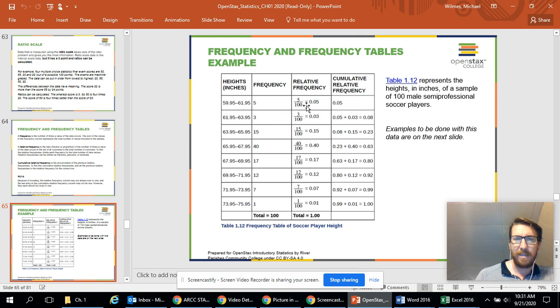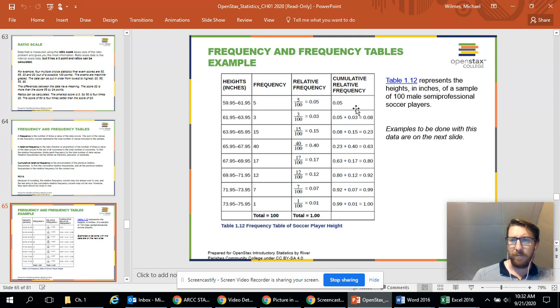Relative frequency, to get this, you take that part over the whole. So 5 over 100 gives us 0.05. If we wanted to convert that into a percent, we would multiply that by 100 to take us to 5%. And then all of those add up to 1, or 100%.